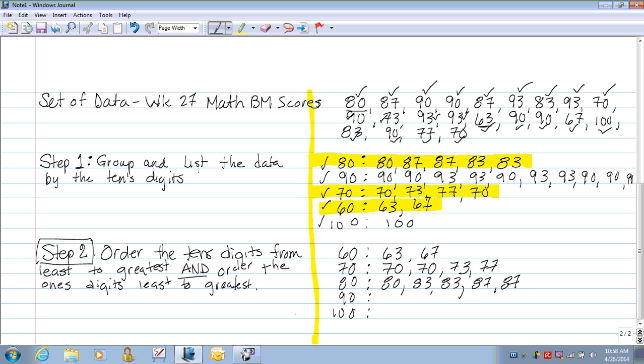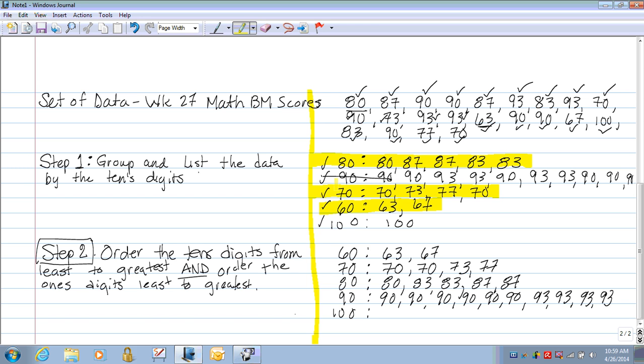Now I go to the 90s. And let's count how many 96s I have. We have 1, 2, 3, 4, 5, 6. So I need to write 96 six times. And then my next 90 scores are 93. 1, 2, 3, 4 of them. So I need to write 93 four times. That takes care of my scores in the 90s.